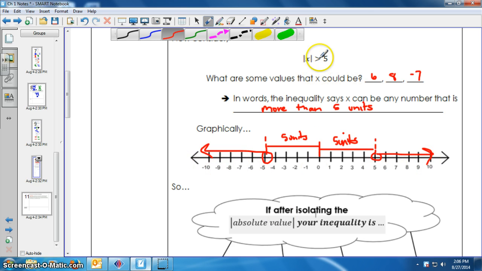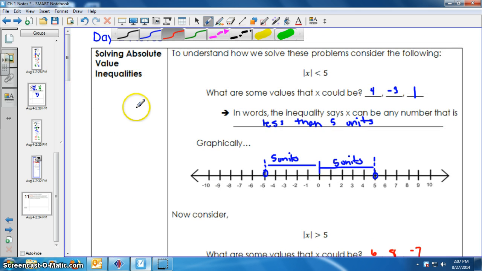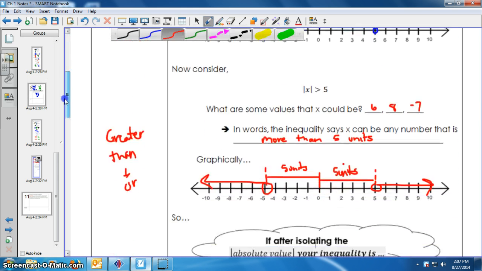So notice that greater than is giving us the or. That's going to be important, and we'll see below. Greater than is going to be an or. And then less than up here is going to give us the and, where it's connecting in the middle, kind of that dumbbell look.